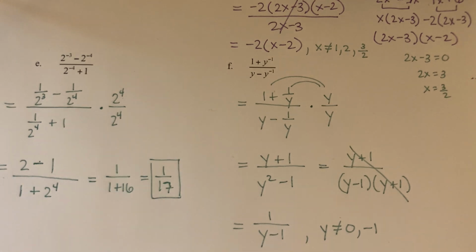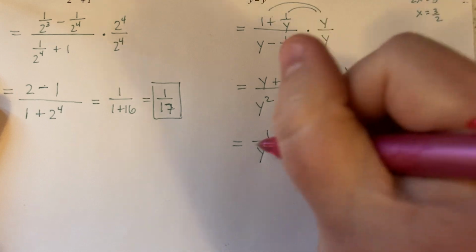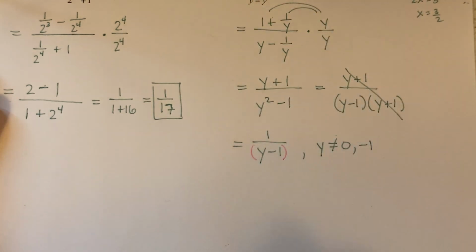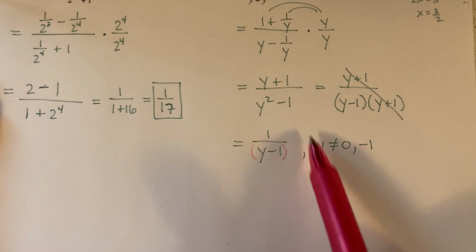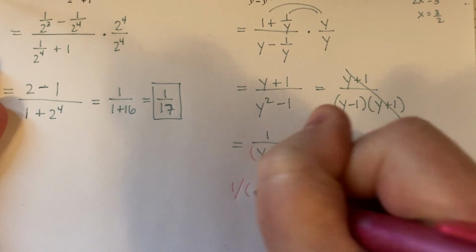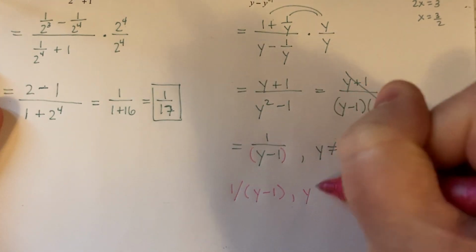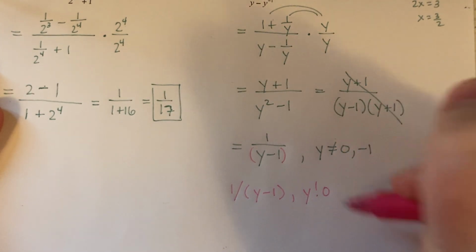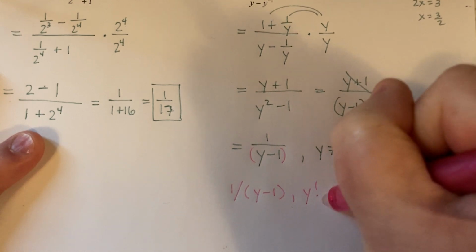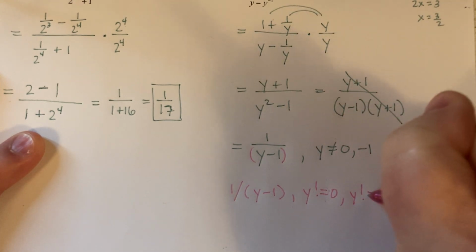Another thing I want to remind us that when you're typing into the computer, if you're using WeBWorK, you're going to need to use parentheses anytime you have more than one piece in the top or bottom. So you'd be typing this 1 divided by parentheses, y minus 1, comma, y does not equal, oops, I need to put an equals, does not equal 0, comma, y does not equal negative 1.